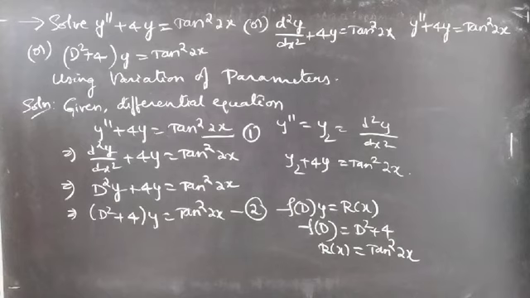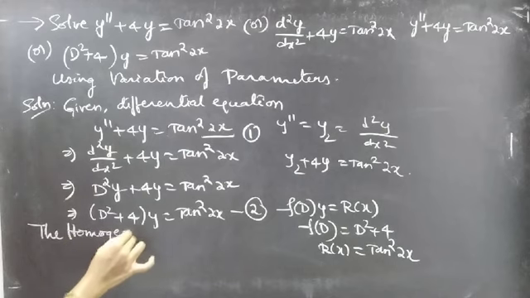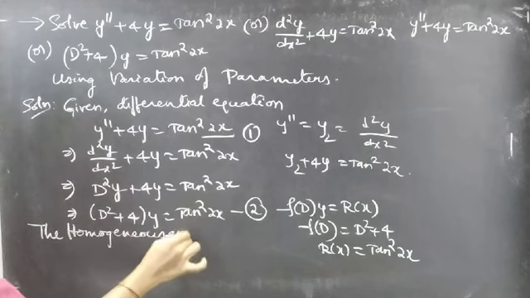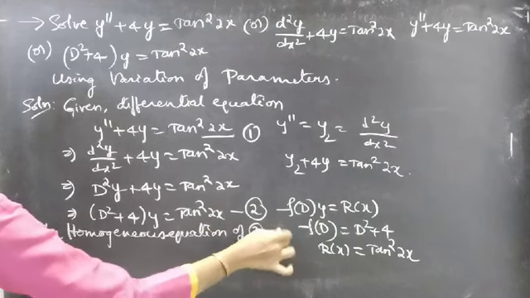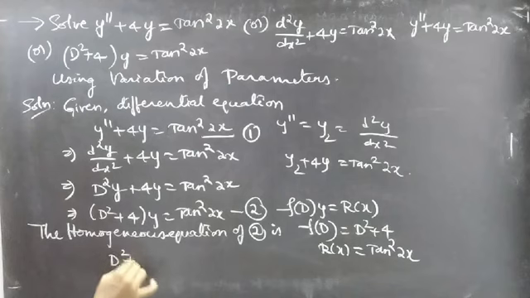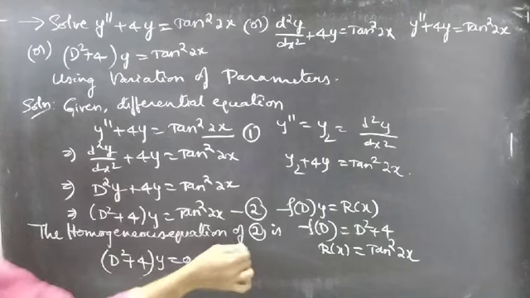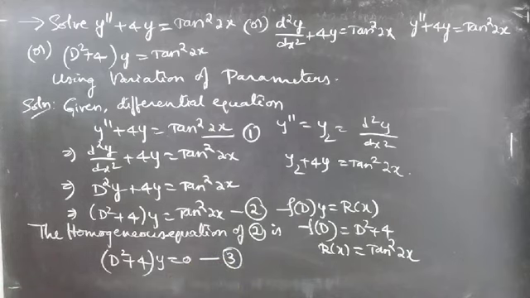Okay, let's now write the homogeneous equation of equation 2. The homogeneous equation of 2 is d square plus 4 into y equal to 0. Consider it as equation number 3. So now we'll find the solution of equation 3, and then using that solution we'll find the solution of equation 1 or 2. Okay, let's see.